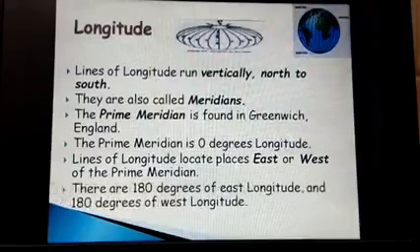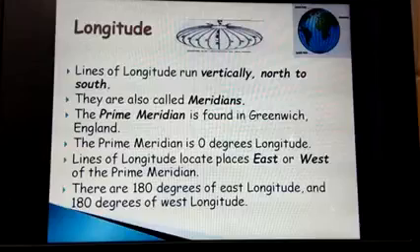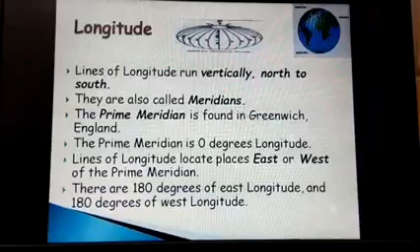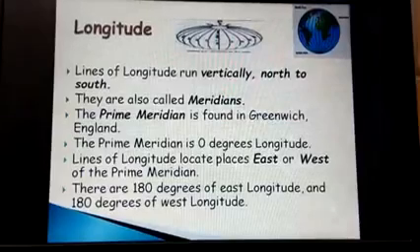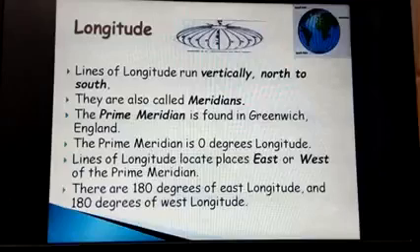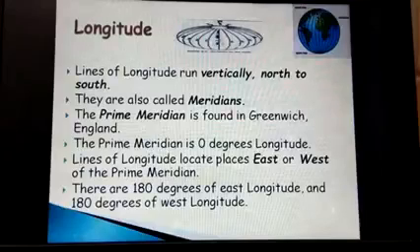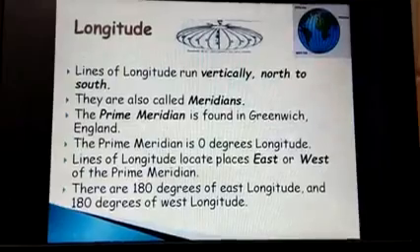We have latitudes from 0 degree to 90 degree, but longitude goes from 0 degree to 180 degree. From 0 degree to 180 degree on the east side we have east longitude, and from 0 degree to 180 degree on the west side we have west longitude. So it is written here as lines of longitude locate places in east and west direction. Here it shows this is on the east direction, this is on the west direction, this is on the east direction.